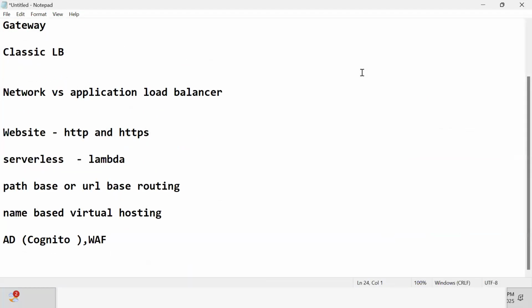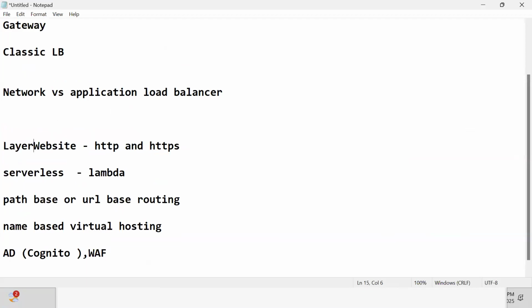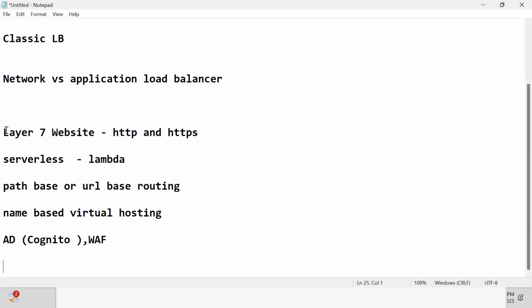The application load balancer supports HTTP and HTTPS, and in the OSI model, it's a layer 7 protocol. It supports HTTP and HTTPS, and the application load balancer supports serverless also. So if my application is running on Lambda, the application load balancer will support this, and path-based routing and URL-based routing are also possible.